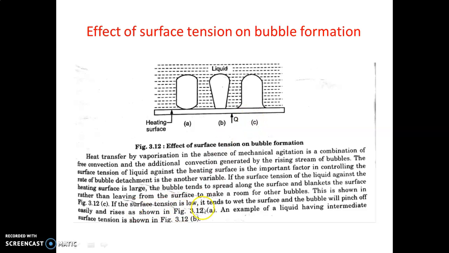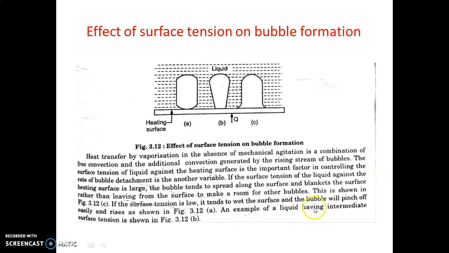And if the surface tension is low, like this, it tends to wet the surface and the bubbles will pinch off. That means they will be taken off easily and rise, as shown in figure 3.12a. So if the surface tension is low, the bubbles are formed like this and move in the upward direction, pinch off. That means a bubble moves away in this direction and another bubble is created.